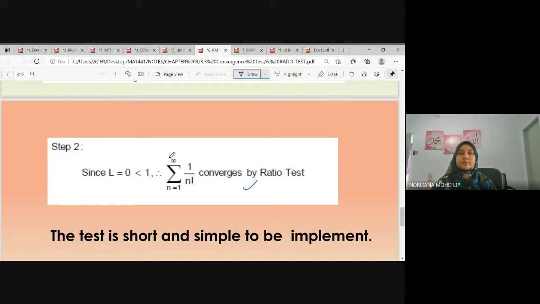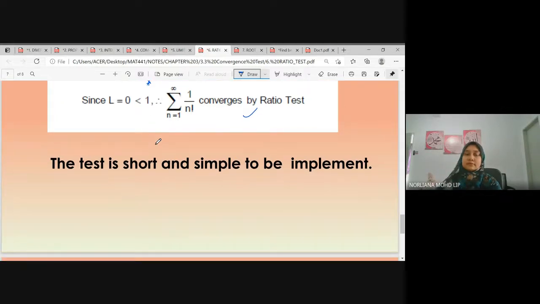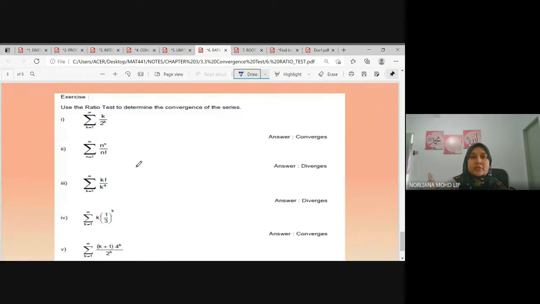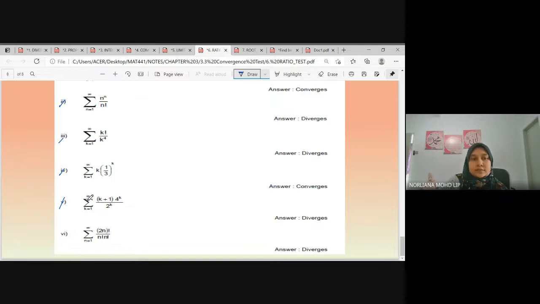Conclusion. Okay, the test is short and simple to be implemented. Untuk ni, ratio test. Senang lah. Okay, ni boleh try sendiri untuk ratio. Semua ni. Homework. So boleh buat masa tutorial nanti. Okay, ada soalan? Ratio test. Second last ni.